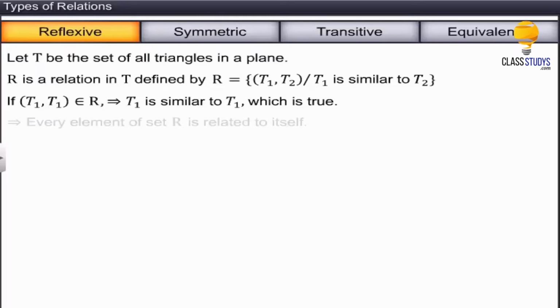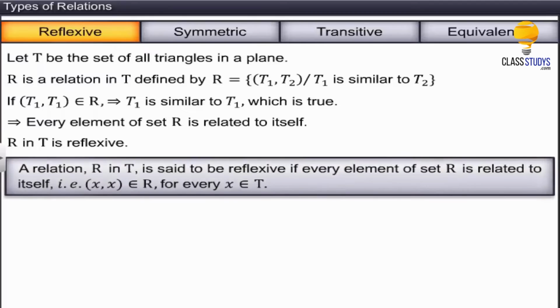Hence, we can say that every element of set T is related to itself. Such types of relations are called reflexive relations. Mathematically, a relation R in T is said to be reflexive if every element of set T is related to itself. That is, the ordered pair (x, x) belongs to R for every x in T.